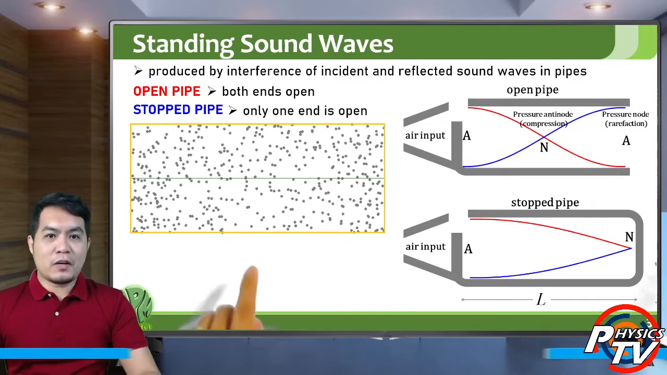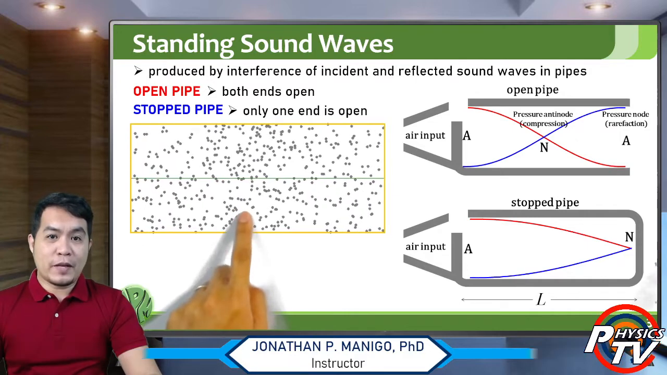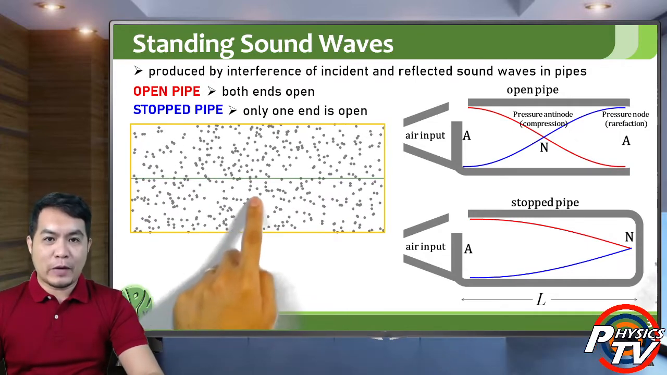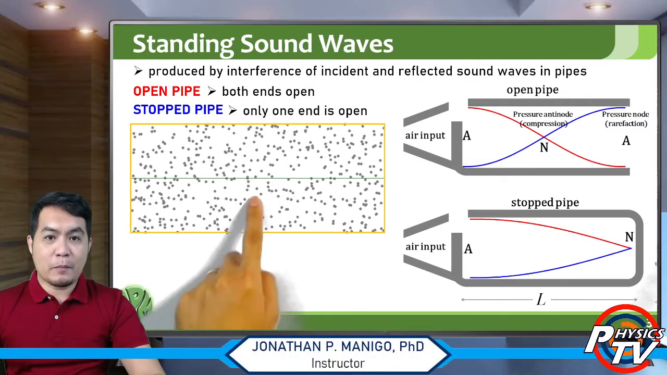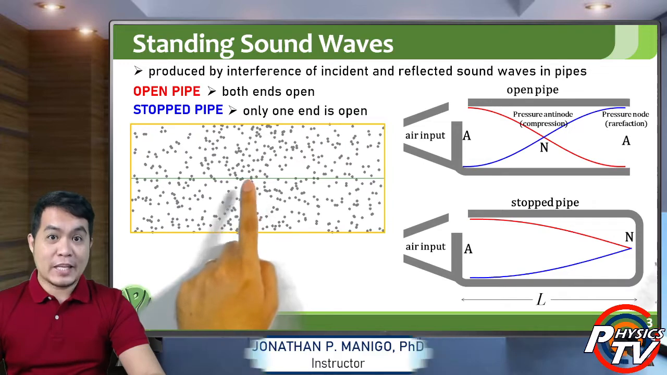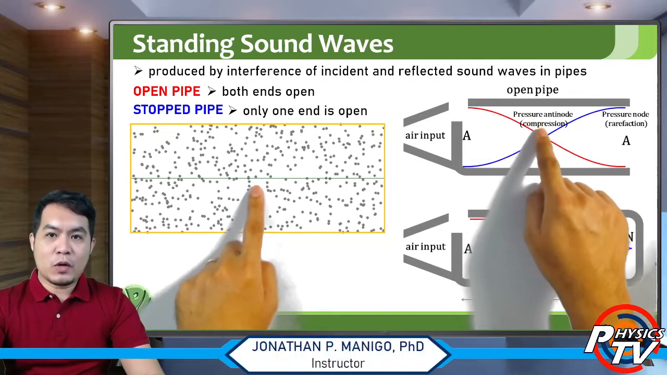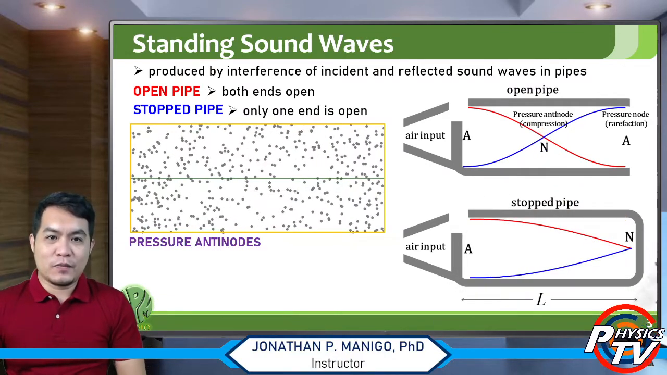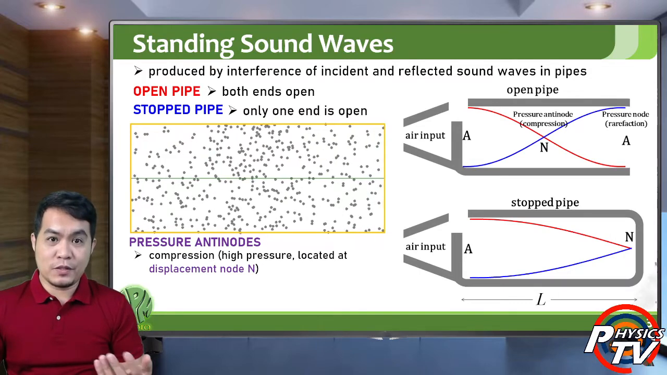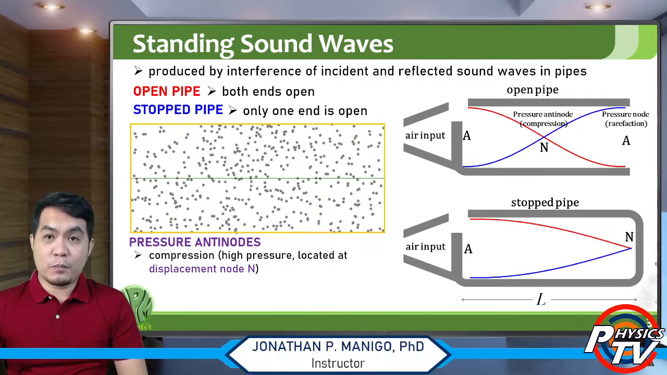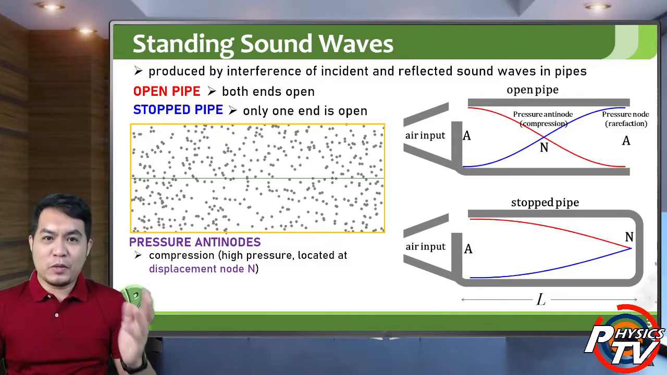This is an example of the simulation of the vibration of particles in an open pipe. You will notice that in an open pipe, the particles in this region here do not appear to be moving. So this is a displacement node. But a displacement node is what we call a pressure antinode, a region of high pressure, a compression. So please don't be confused.